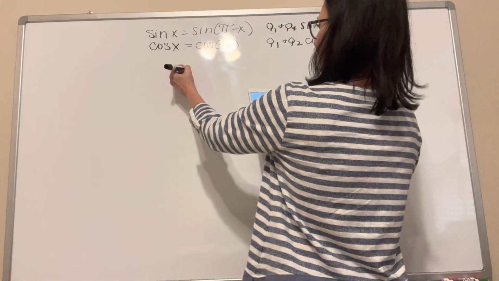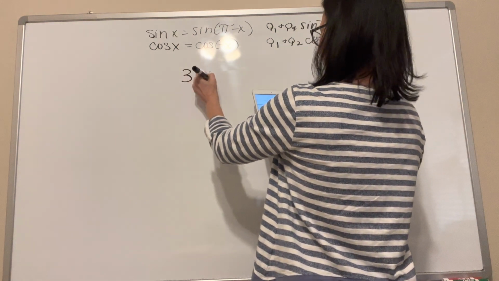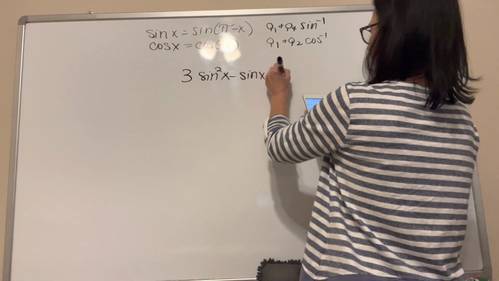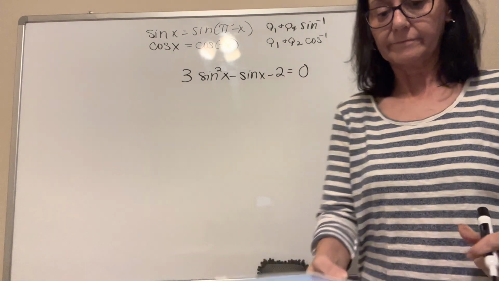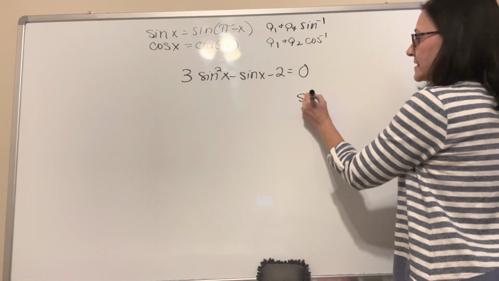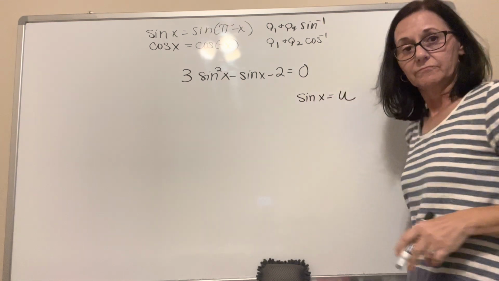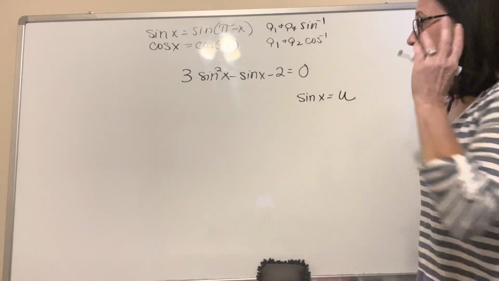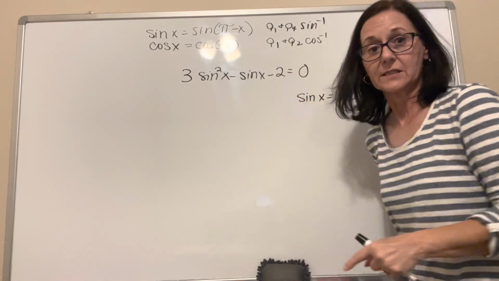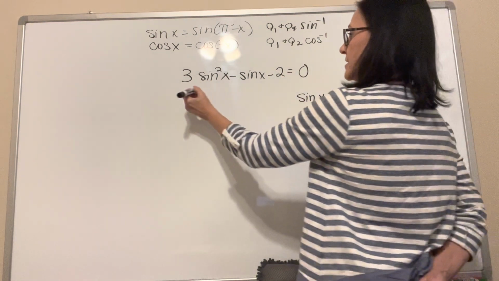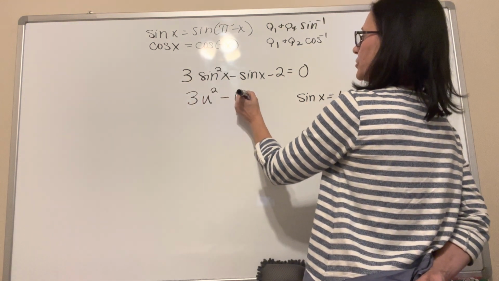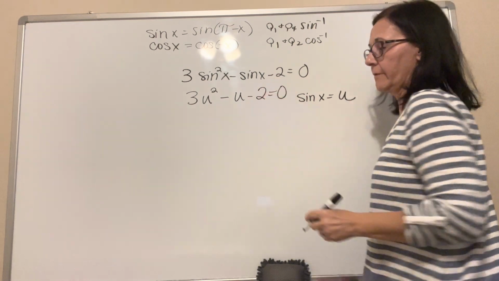All right, so look at example 7. It's 3 sine squared x minus the sine of x minus 2 equals 0. I am going to just say that the sine of x equals u. I'm going to use substitution because this looks like a quadratic, something squared, something with the first power, and a constant. So this becomes 3u squared minus u minus 2 equals 0.